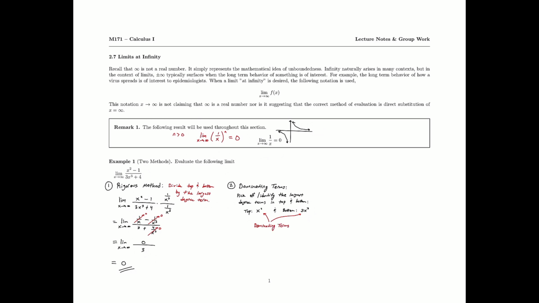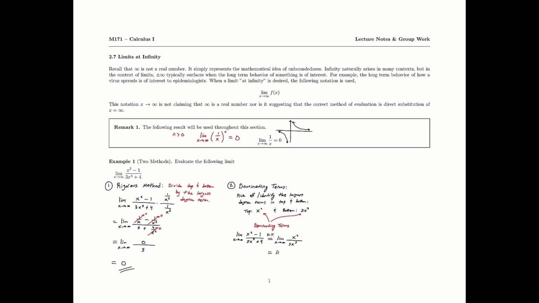And then this method says that the original limit that we started with, x squared minus 1 all over three x cubed plus 4. The method of dominating terms allows us to say that this limit is equal to the limit of the dominating terms. So we can just say x squared over 3x cubed.